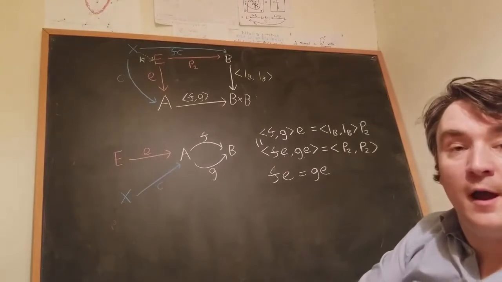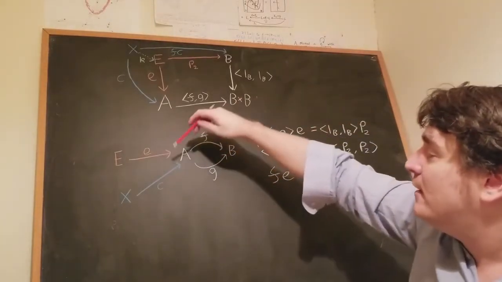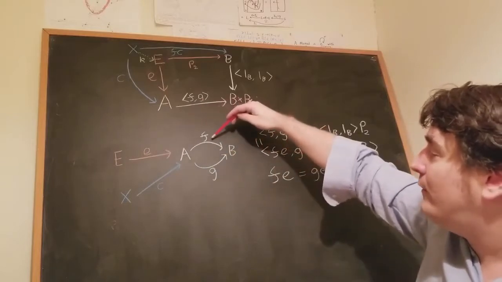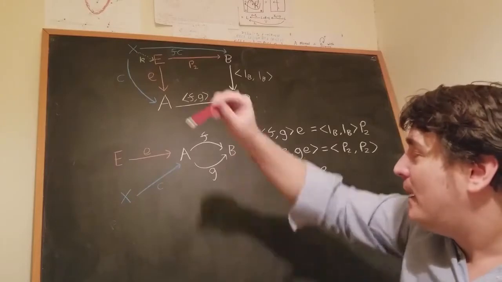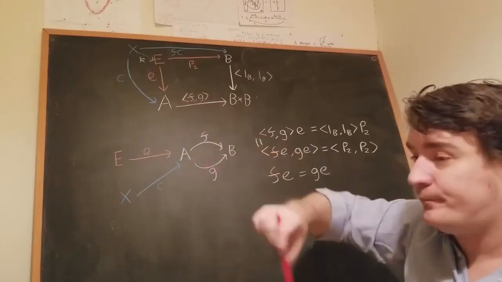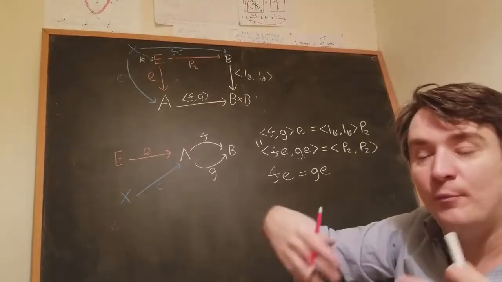So that's good, because now we know that F after E equals G after E. We know that E equalizes F and G. But that's not enough to know that E is an equalizer. We now have to show that this E has this kind of universal property.